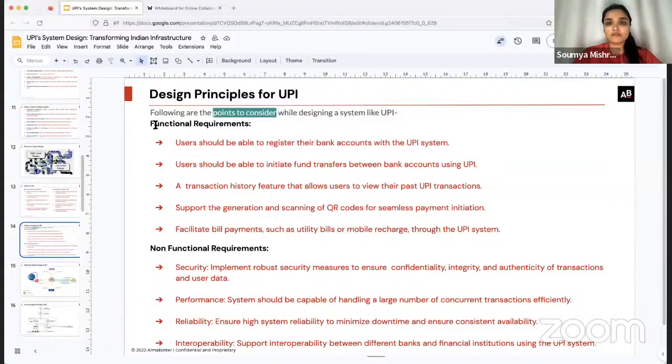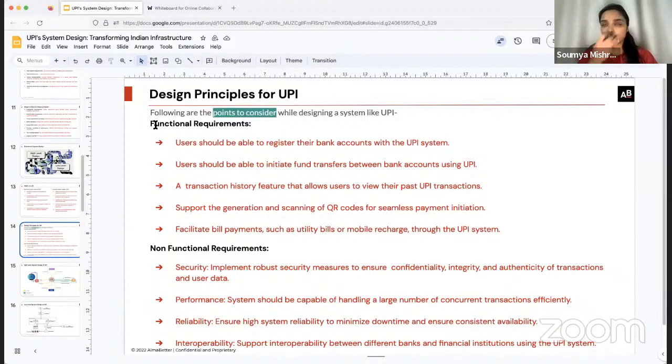Okay. So what are functional requirements? Functional requirements are some features that your app should definitely have. So for UPI, there should definitely be an option to transfer money. That is a function. There should be an option to see what you have transferred and when. There should be an option to add bank account details, right?